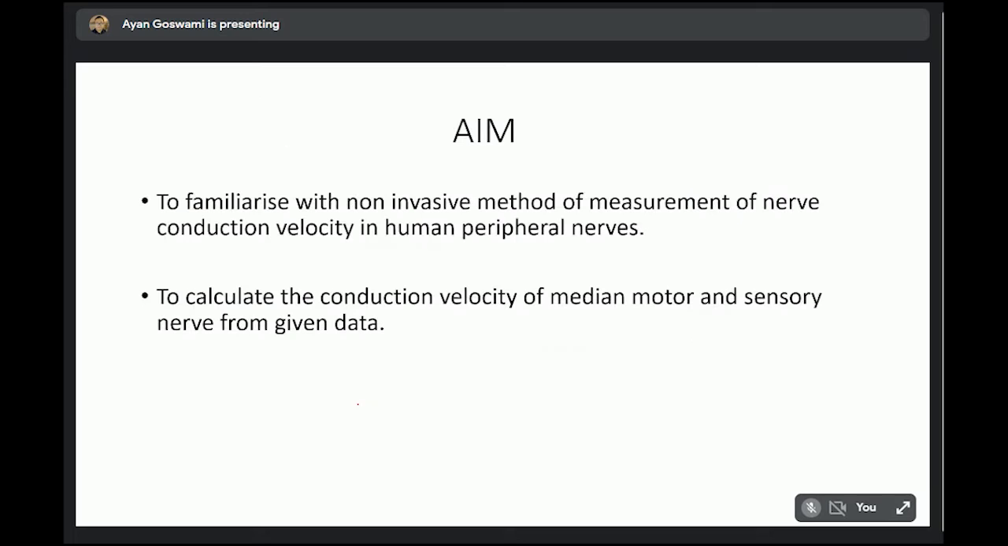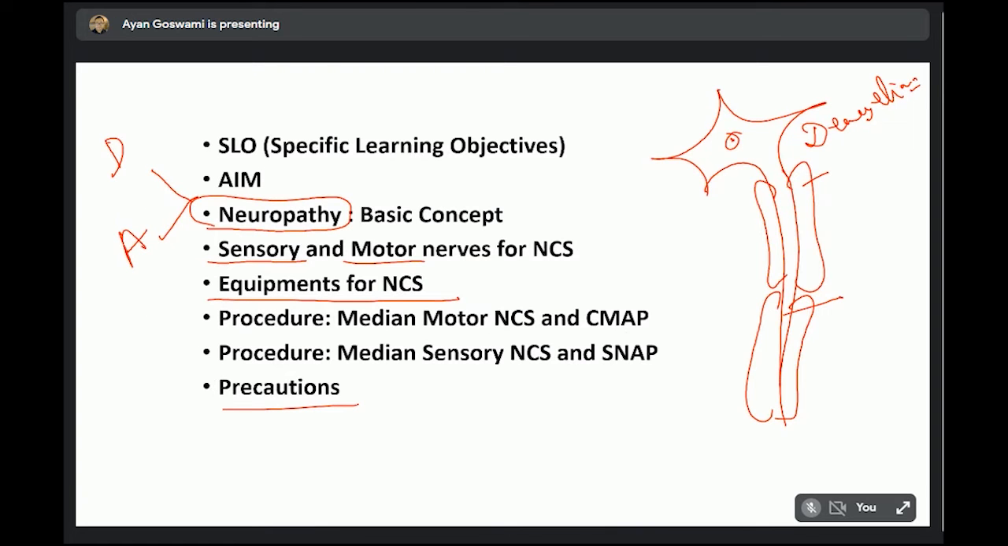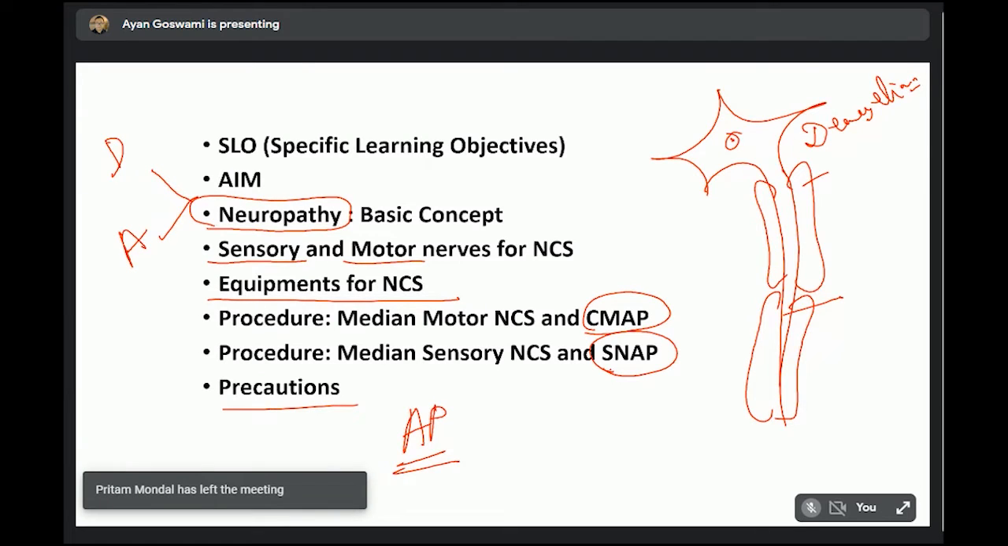these are the learning objectives and aim. Yes, any question? Yes, sir. What is CMAP? Okay, I'll be coming to it. CMAP is compound muscle action potential, and SNAP is sensory nerve action potential, right?